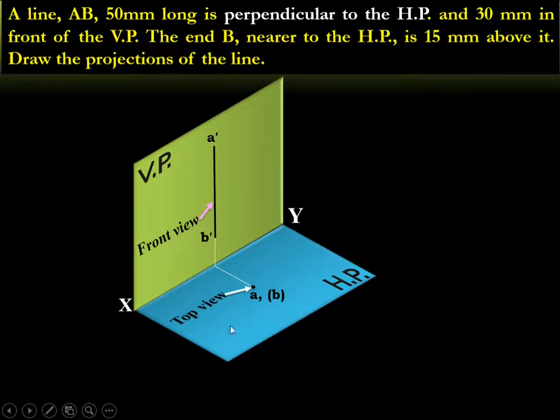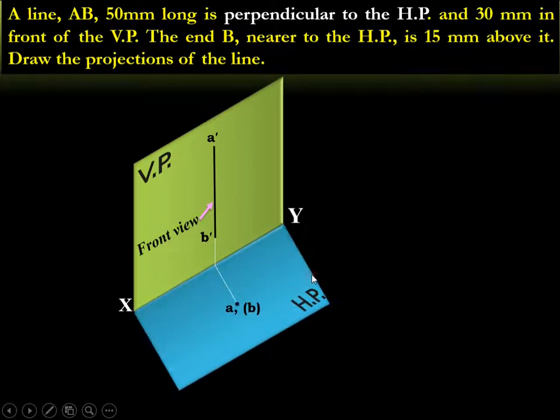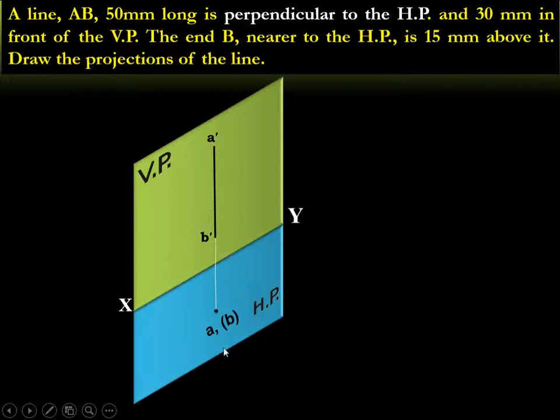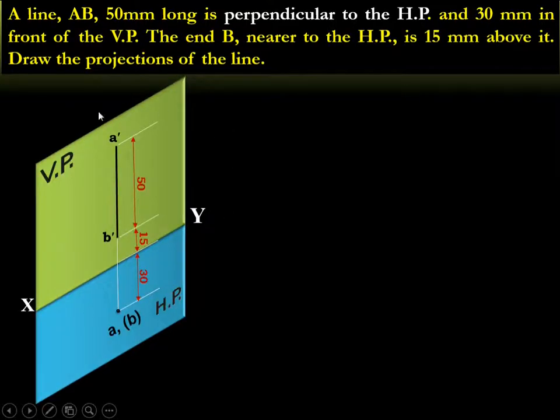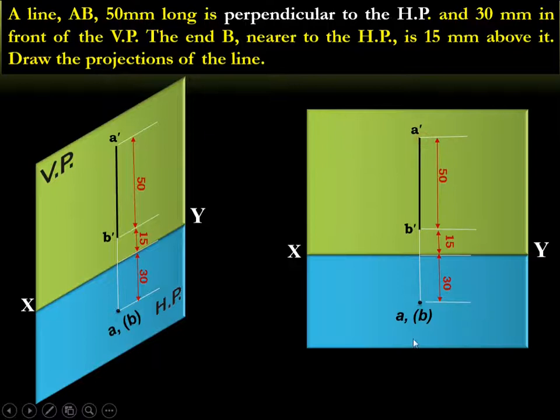After obtaining the top view on the horizontal plane, we need to rotate the horizontal plane along with the top view by 90 degrees clockwise. This will give us the final solution, and the same can be represented on a 2D plane or on a 2D paper like this. Here we can see the line is 50 mm long. One end of the line is located 15 mm above the horizontal plane, and the line is 30 mm in front of the vertical plane.